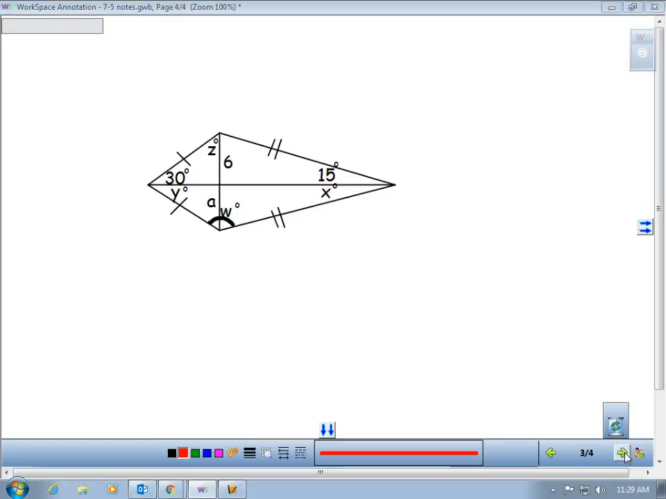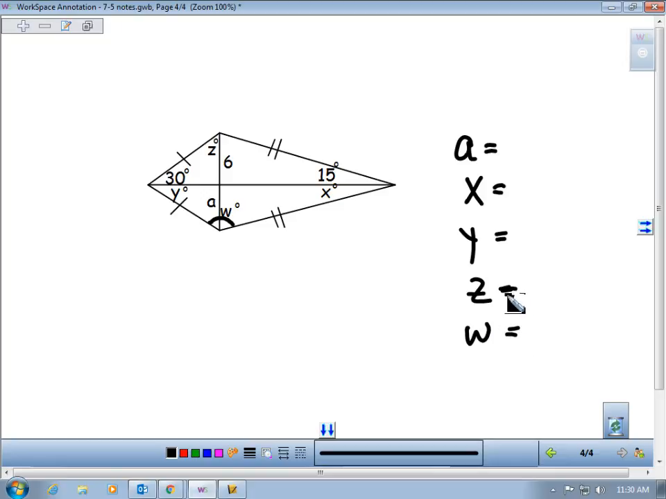Okay, let me do a couple problems with a kite here. And yes, we got a lot of stuff going on in here, but we're going to find A, we're going to find X, we're going to find Y, we're going to find Z, and we're going to find W. I think a lot of these are going to be pretty easy. Z and W might be a little bit tougher.